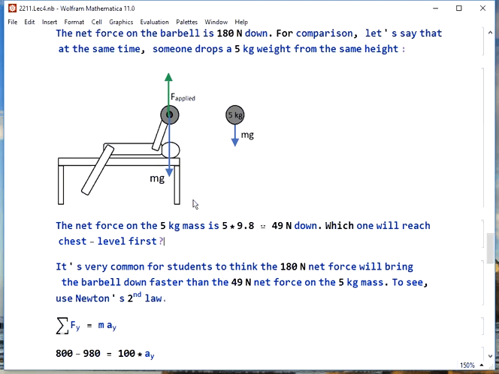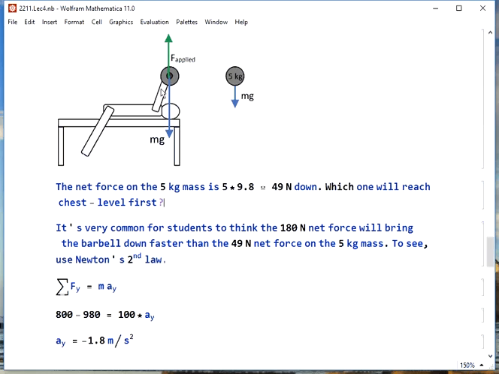Very often people think that the 180 newton force is larger than the 49 newton force, so the barbell will fall faster. That doesn't happen in experience, because to make the barbell fall as fast as the 5 kilogram weight, you'd have to let go. If you were ever stuck under a weight you couldn't lift, that would be a really bad idea.